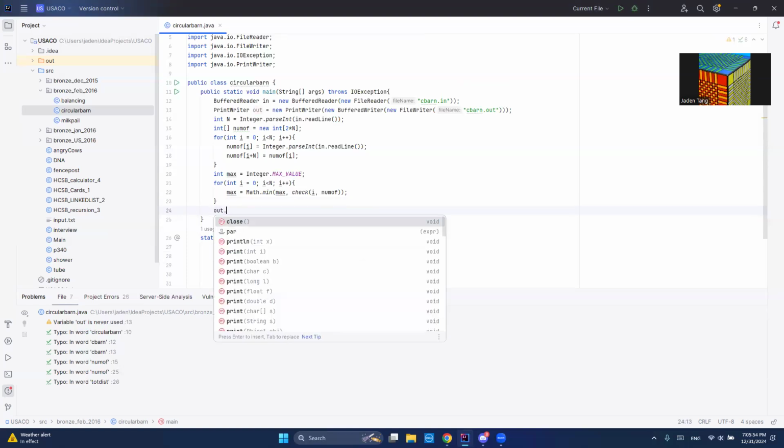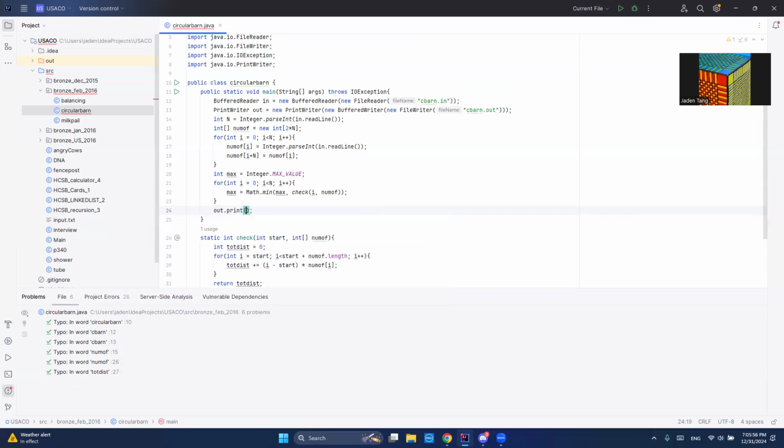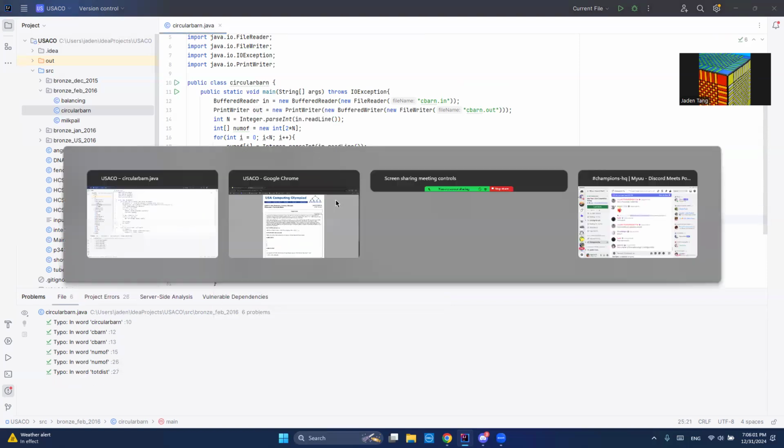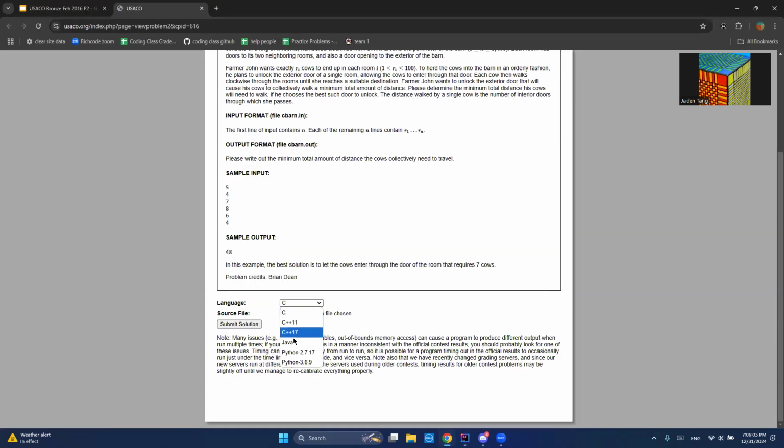And then we can output the minimum, and we can close our output, and we can try to submit it.